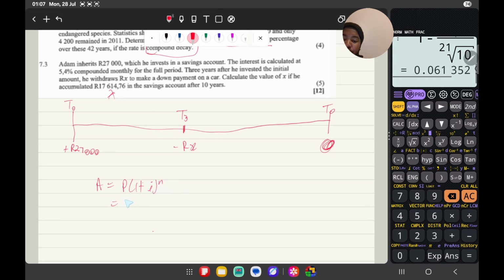So we don't know P and we are looking for P, so we can say therefore P is going to be A over (1 plus interest rate)... which is going to be, we had 17K over 1 plus the interest rate 0.054 compounded monthly, right? It was 7 years, so it's going to be 7 times 12, because from year 3 to 10, that is 7.